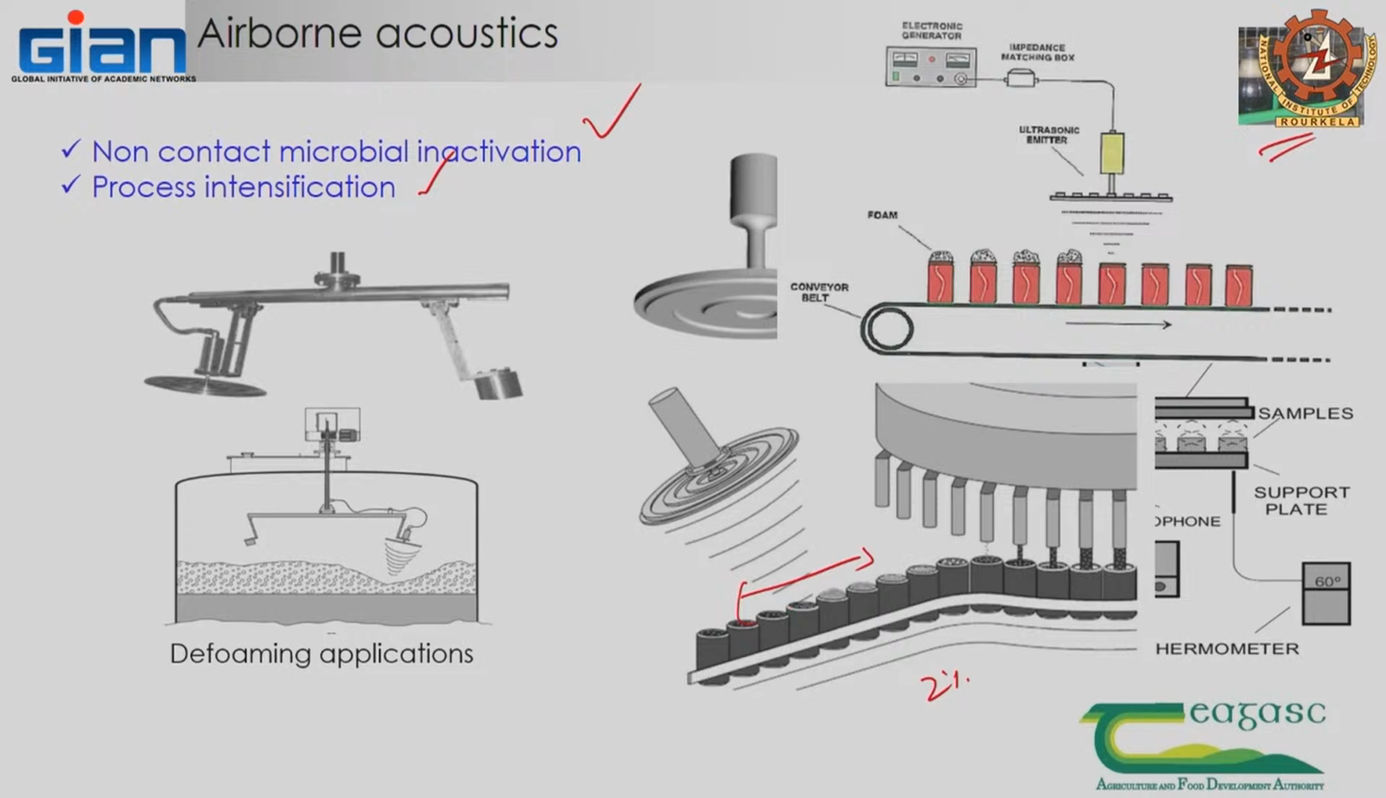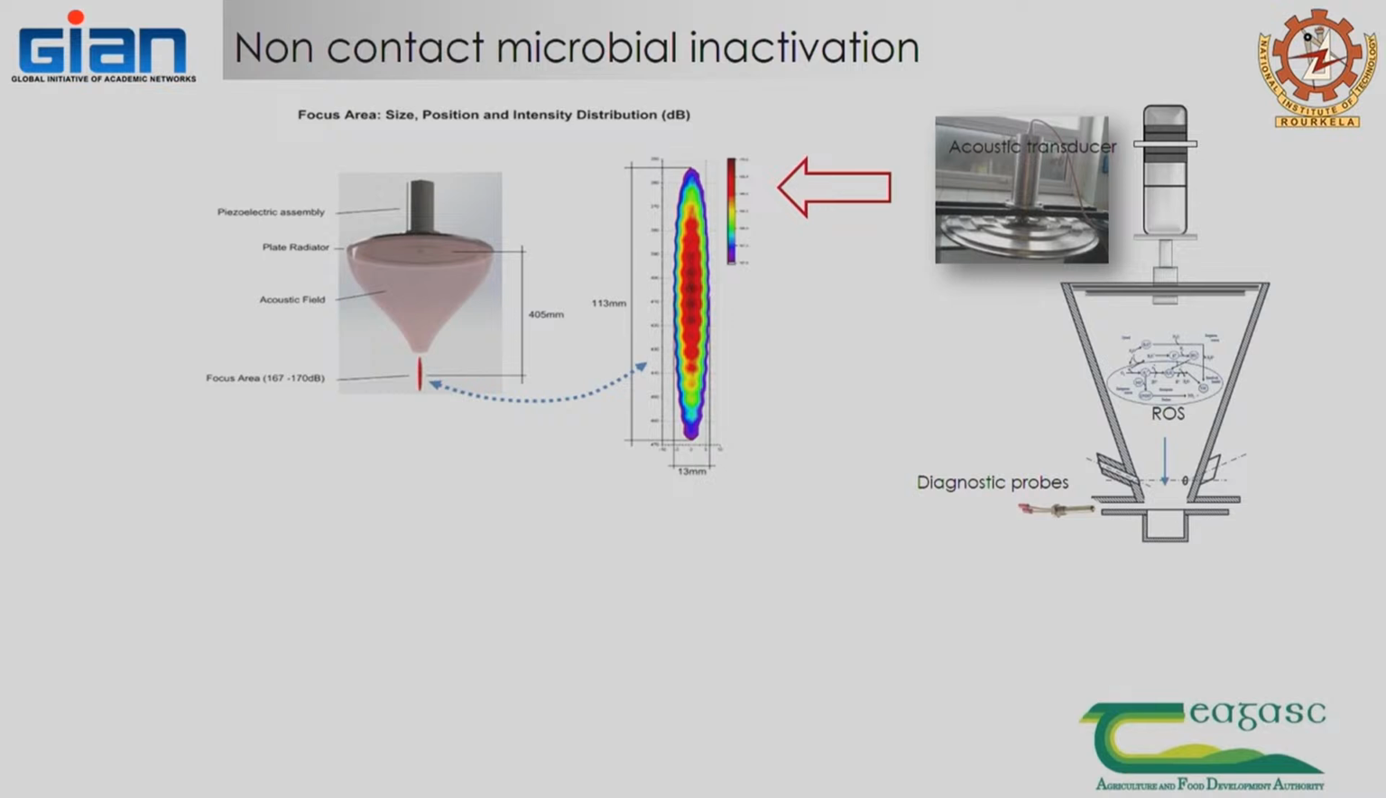Our purpose was not to use defoaming. Our purpose was mainly to use it for inactivation and to use airborne acoustic along with the drying system. So this is a radiating plate and its focus point is 10 centimeter square, at a specific area. This was not a small system, it's a big system. As you can see, the distance is 405 millimeter, nearly 40 centimeter. And this is the distribution of acoustic power within this chamber. Maximum intensity is in the center and it reduces along with distance. This can be measured using a hydrophone, a normal sensor for measuring sound intensity.